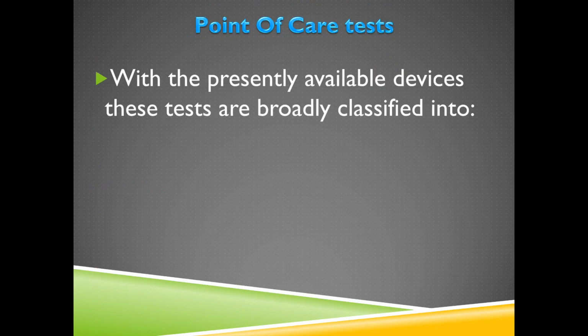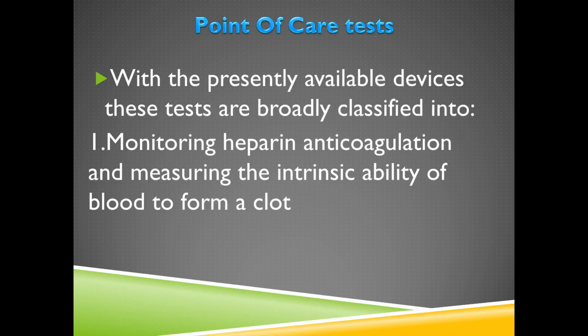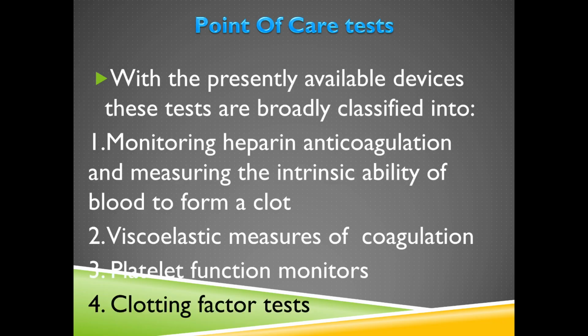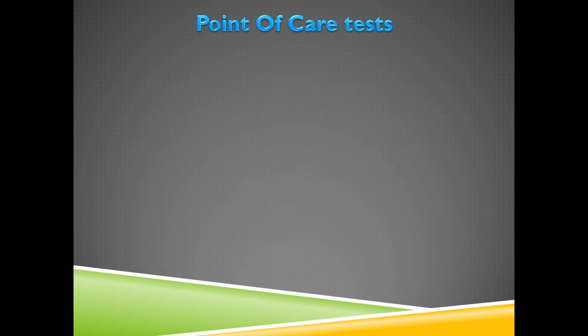And these tests are classified into monitoring heparin anticoagulation, measuring the intrinsic ability of blood to form a clot, or viscoelastic measures of coagulation. So point of care testing of coagulation is broadly classified into that. So you can measure both the anticoagulation effect as well as the coagulation. And thirdly, you can also assess the platelet function, monitors are there, and clotting factor tests are also there. So all the four things are done with the point of care test.